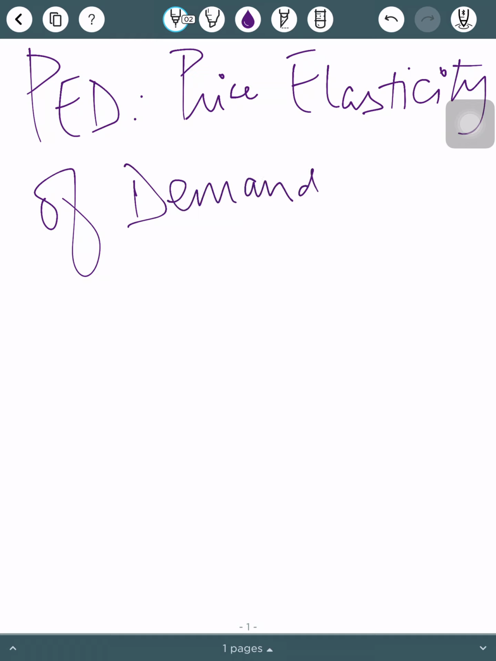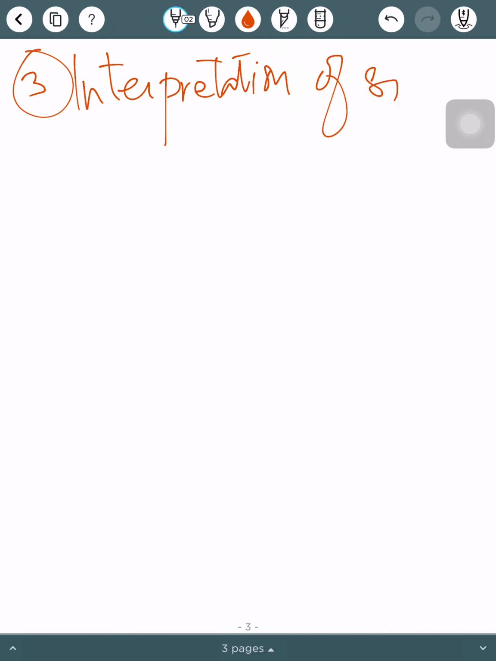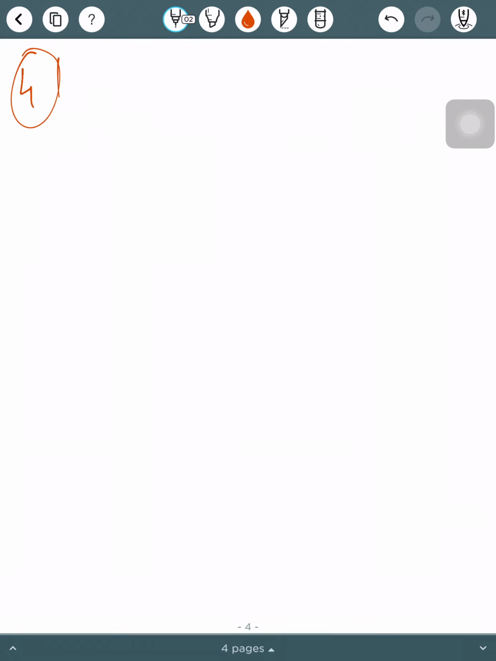As discussed earlier, for each type of elasticity of demand, we need to know at least four things. Those four things are: number one, definition; number two, formula; number three, interpretation of sign; and number four is interpretation of magnitude.